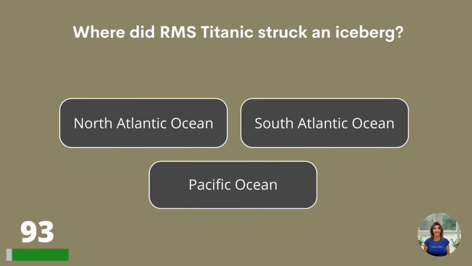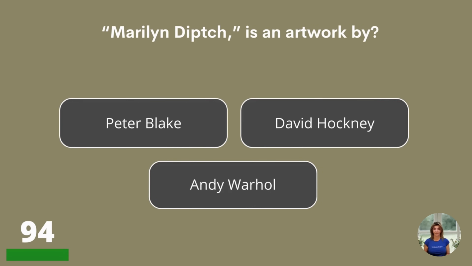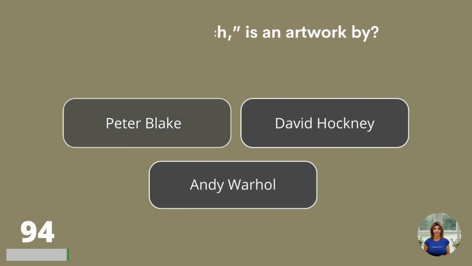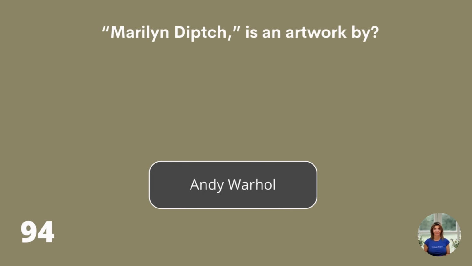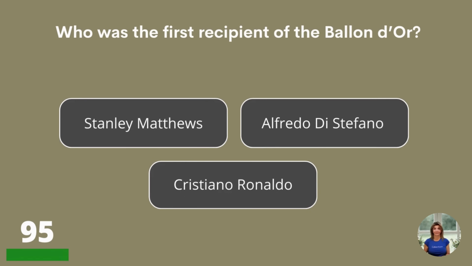Where did RMS Titanic strike an iceberg? The North Atlantic Ocean, the South Atlantic Ocean, or the Pacific Ocean? The North Atlantic Ocean. Marilyn Diptych is an artwork by Peter Blake, David Hockney, or Andy Warhol? Andy Warhol.